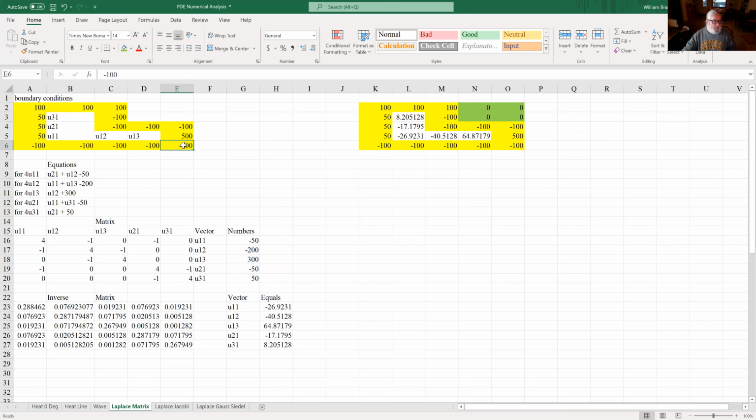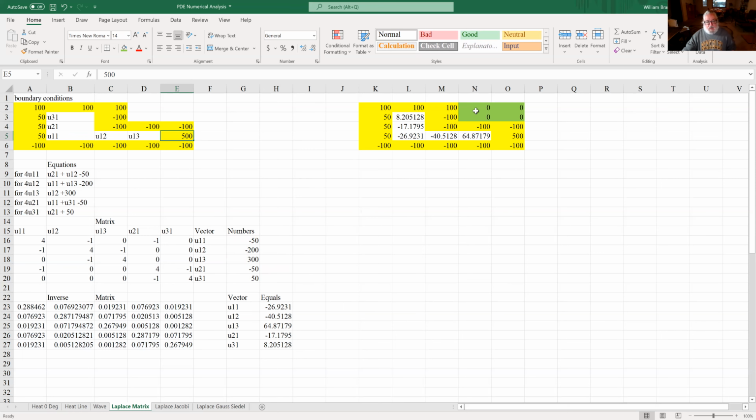this shape, right? U11 should be about -26 because it's cold there. U21 should be about -17, cold there, cold at U11 as well. U31 should be about 8.21, a little bit warmer. U12 should be -40, and U13 should be about 65 because it's sitting next to this very hot spot, which is 500. Great, so how do we get a picture of that?